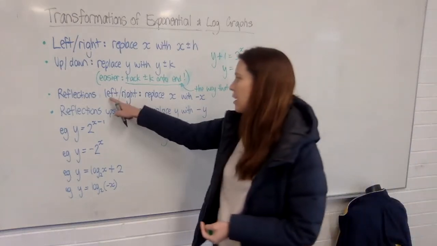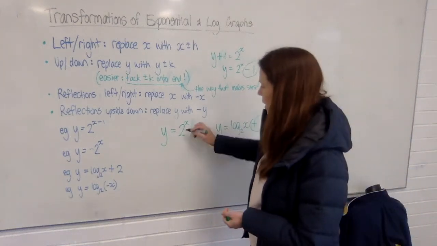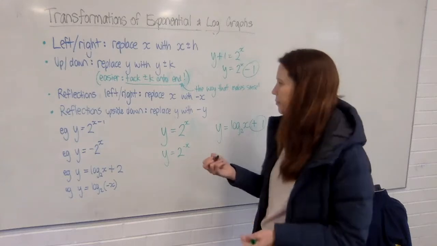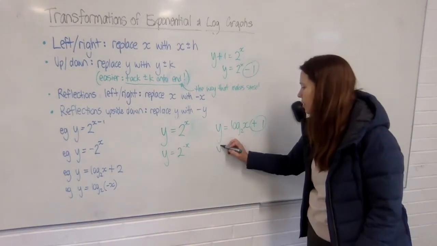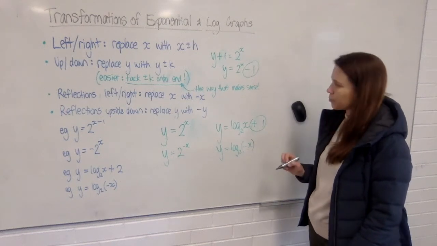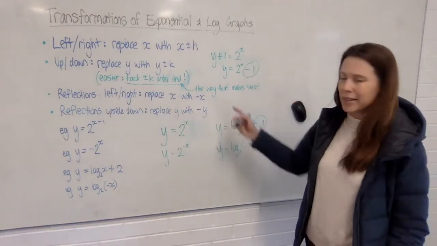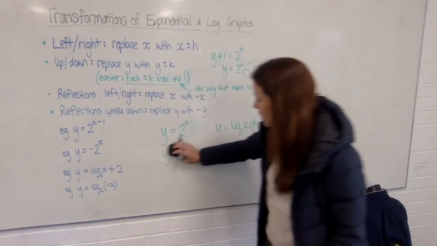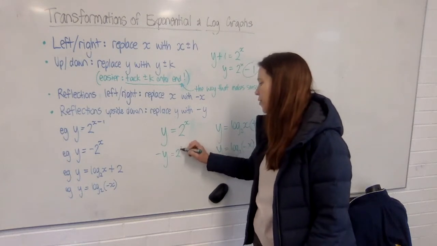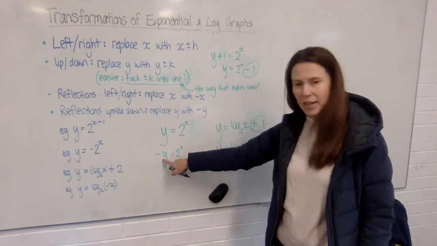To reflect things left and right, we just replace x with -x. So that means we could have this graph looking like this. Or our log graph looking like that. And to reflect upside down, we replace the y with -y. Now, it's not often written this way. Look what happens if I replace the y with -y. Sure, I've reflected it upside down, and this is that graph upside down. But we don't normally write it like this, do we?